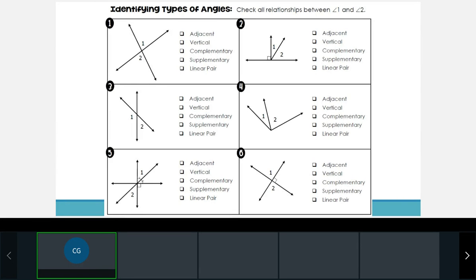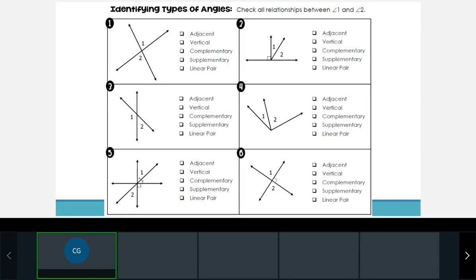Okay, so let's practice them here a little bit. In the picture, you have an angle 1 and angle 2. I want to know what kind of relationship we are looking at. And it could have more than one. It can be adjacent and supplementary at the same time. And if it is, then that's a linear pair, actually. But let's look at number 1 here.